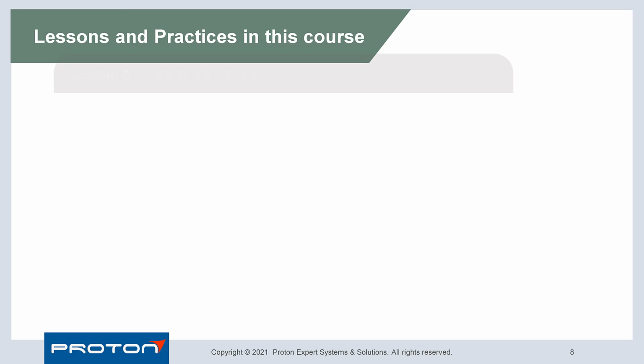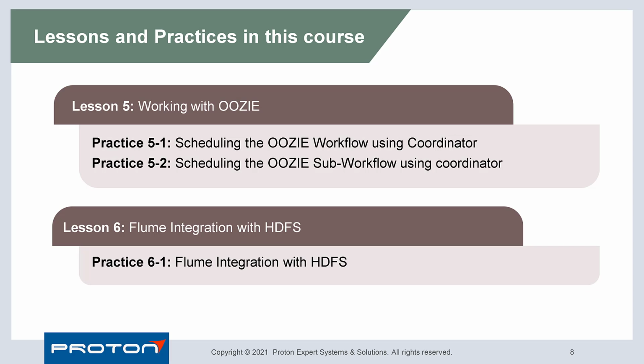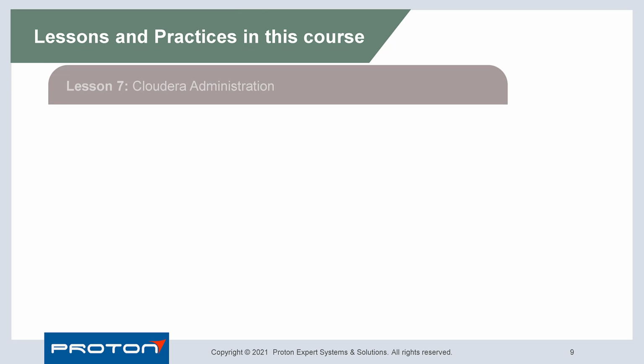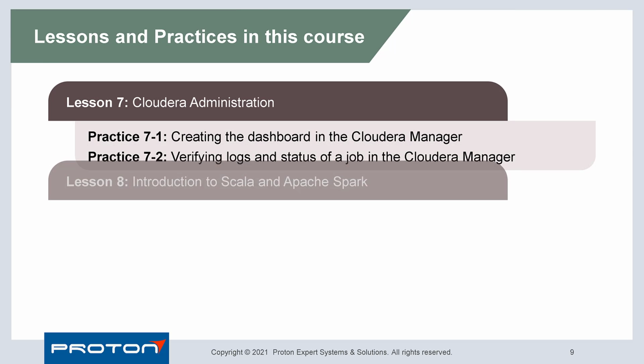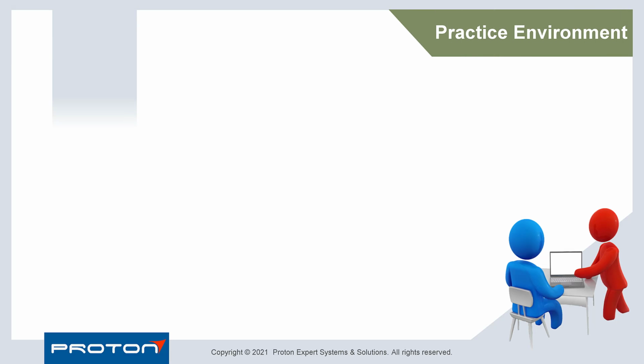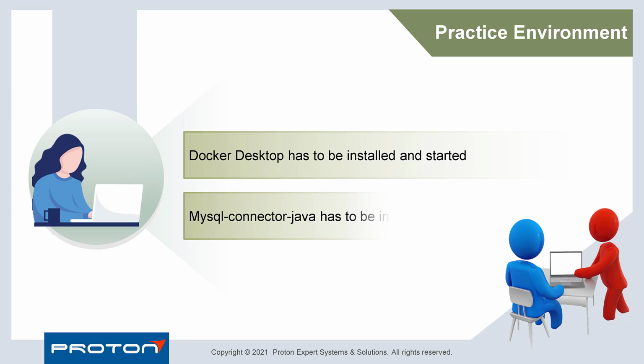Lesson 5 deals with Oozie and has 2 practice activities. Lesson 6 takes us to Flume and has 1 activity. Lesson 7 deals with the Cloudera administration and has 2 practice activities. And lastly, Lesson 8 introduces us to Scala and Apache Spark and has 2 practice activities. Your practice environment must be set up with the Docker desktop and MySQL connector for Java.